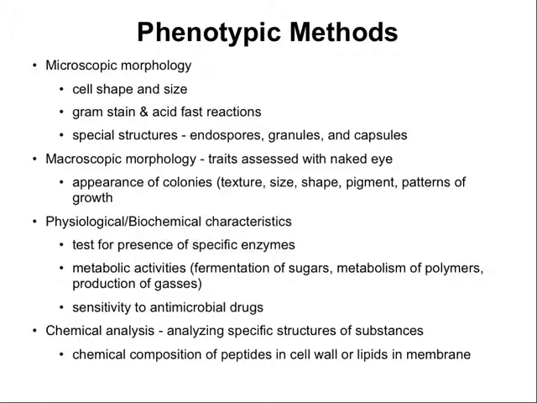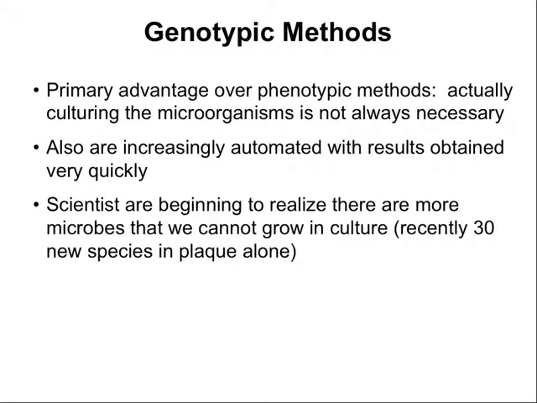Finally, we could use chemical analysis. In chemical analysis, we're taking the types of specific structural substances that the microorganisms contain, and we're looking at their chemical composition, for example, the peptides in the wall or the lipids that are in the membranes. In genotypic methods, we're examining the genetic material itself. These techniques have revolutionized how we identify and classify bacteria.